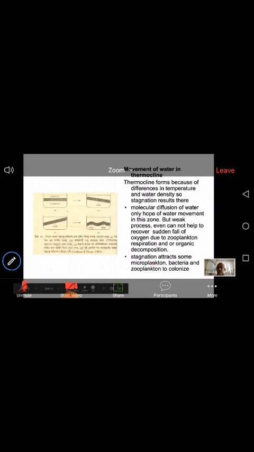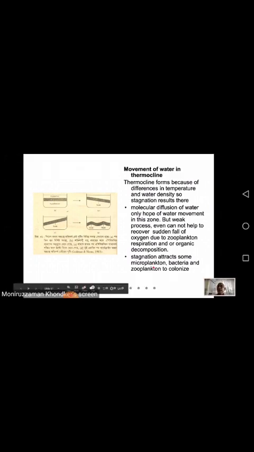Stagnation attracts some microplankton, bacteria, and zooplankton to colonize. Since the area becomes stagnant, it has stable physicochemical conditions, and by utilizing that, zooplankton, microplankton, and bacteria would concentrate.